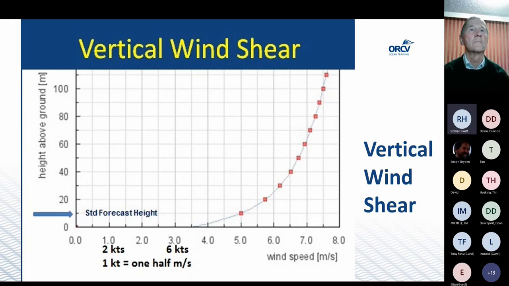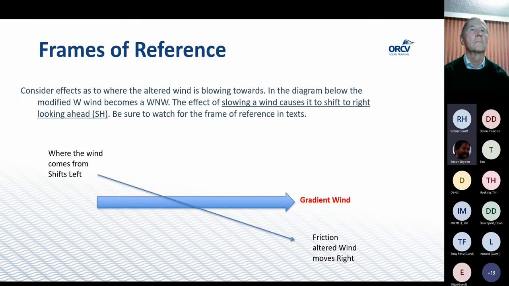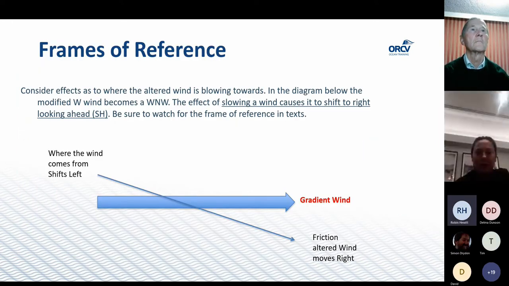And I've got on this graph the standard forecast height. The Weather Bureau issues wind speeds based on a 10-metre height, which is perhaps well up on most masts for a keelboat. And you might notice that the wind speed drops dramatically as we get closer and closer to the ground. And here's what actually happens.